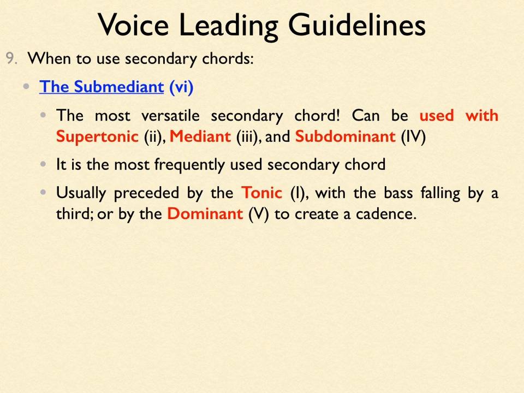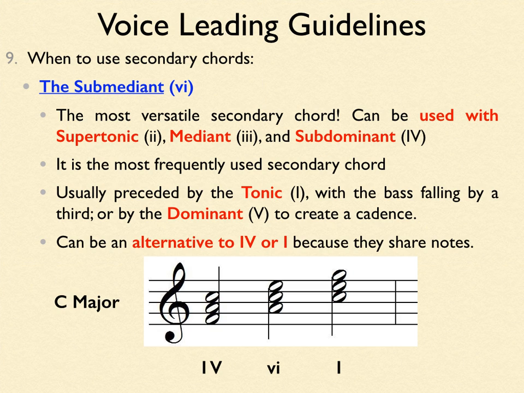It's usually preceded by the tonic. Anytime you have a submediant chord, usually the chord that comes before it is the tonic, and that means that the bass will be falling by a third. Or it can be preceded by the dominant chord, in other words, to create a cadence, like an interrupted cadence. So it can also be used as an alternative to the subdominant chord, chord 4, or the tonic chord, chord 1, because they share notes.